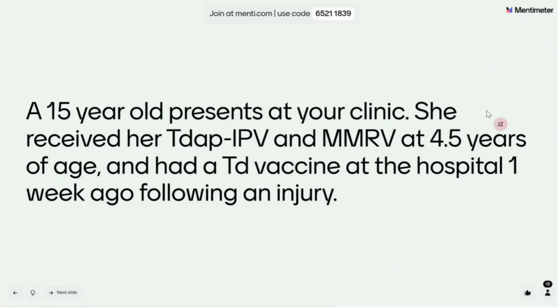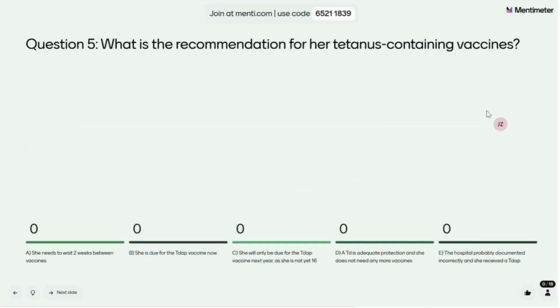A 15-year-old presents to your clinic. She received her Tdap, IPV, and MMRV at 4.5 years of age. And she had a TD vaccine at the hospital 1 week ago following an injury. So the question is, what is the recommendation for her tetanus-containing vaccines?